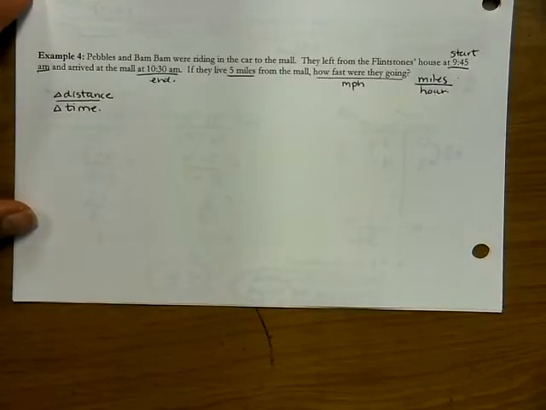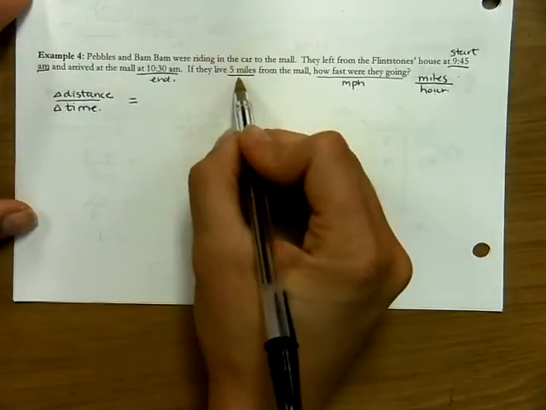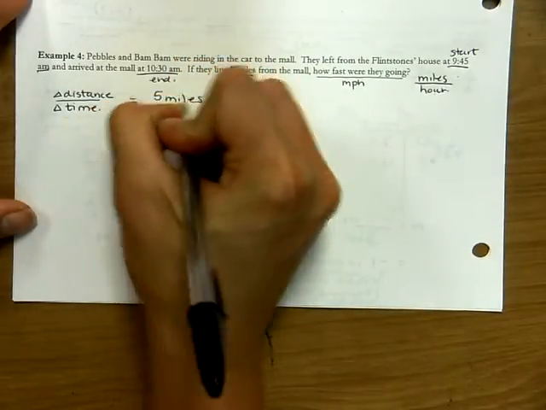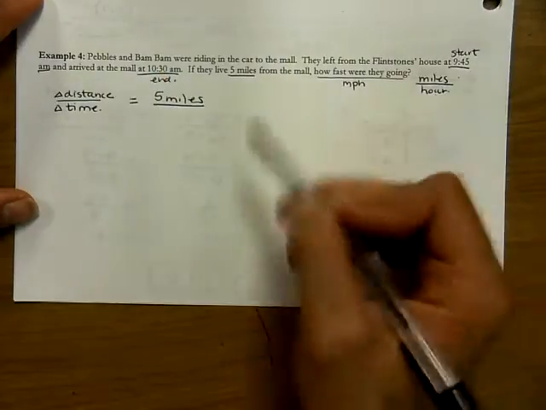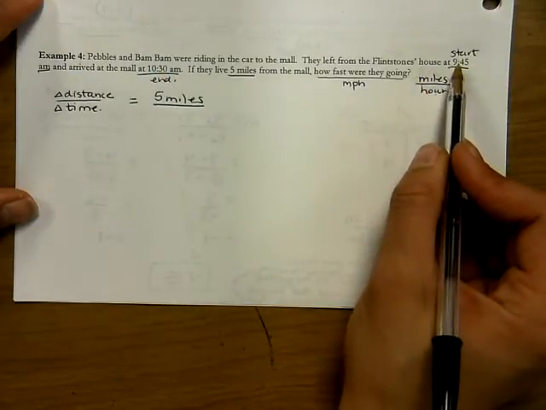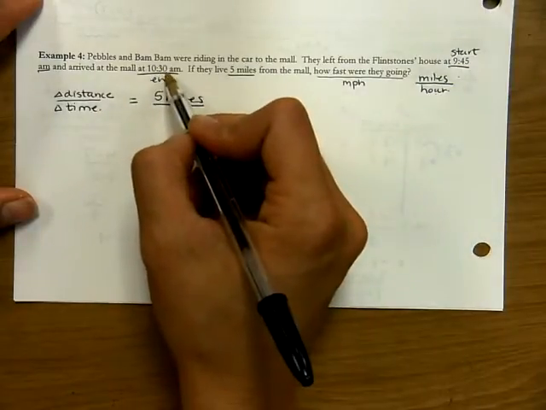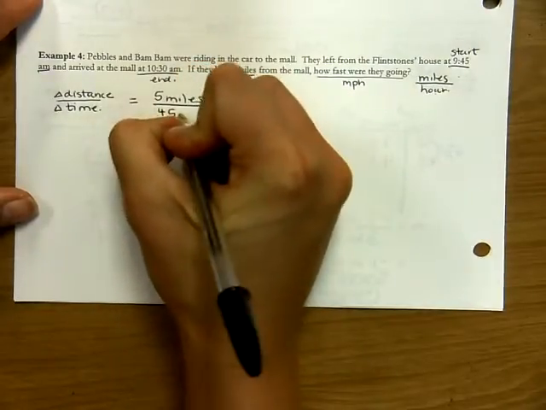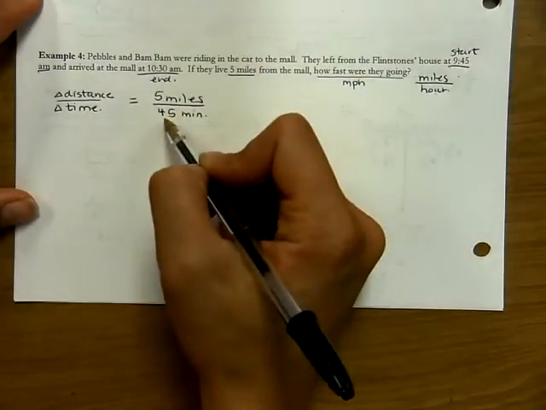Now that you've thought through this on your own, let's think through this together. The change in the distance, well, they drove 5 miles. To go from their house to the mall was 5 miles. And the change in time, well, at 9:45 they started, they ended at 10:30. So we're thinking, how much time has passed? Well, from 9:45 to 10 o'clock, that's 15 minutes. And then 10 to 10:30 is 30. So you got 15 minutes to get you to 10, 30 minutes to get you to 10:30. That would be 45 minutes. So we have 5 miles over 45 minutes.